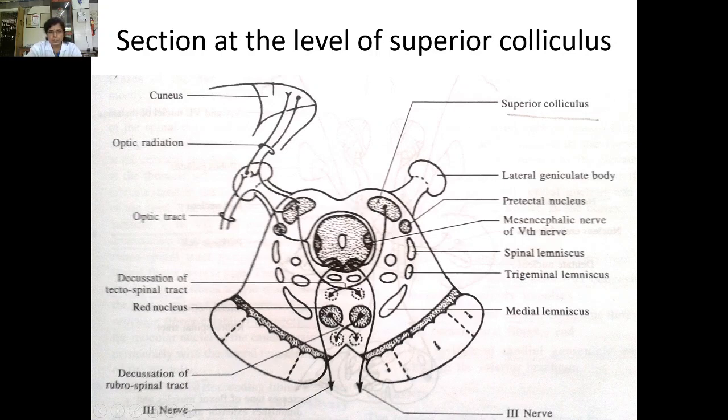So the most ventral structure is the ventral tegmental decussation, and now you know this ventral tegmental decussation is formed by the decussating fibers of the rubrospinal tract, and this rubrospinal tract starts in the red nucleus and ends in the spinal cord. So this ventral tegmental decussation is formed by fibers arising from the red nucleus, and these fibers decussate and descend downward as the rubrospinal tract.